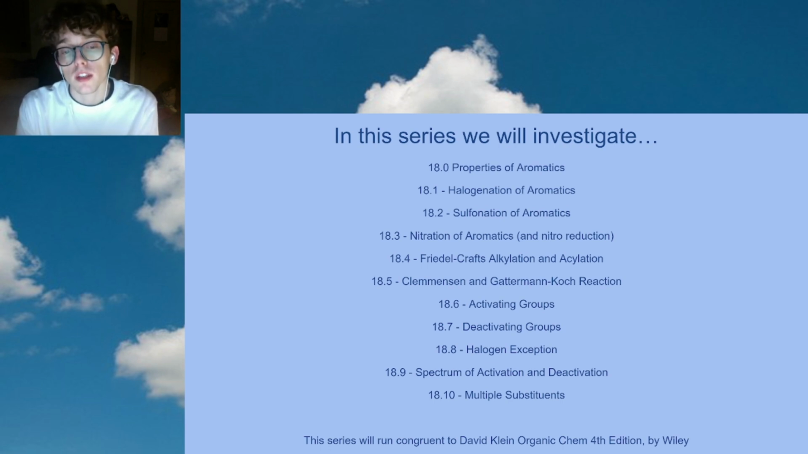We're going to then look from 18.6 to 18.10 at activating and deactivating groups, also called directing groups, on aromatic compounds, specifically looking at activating, deactivating, and the halogen exception. That's an important thing to touch on. The spectrum of activation and deactivation: what makes certain activating and deactivating groups stronger or weaker than others. And then we're going to look at 18.10 when you have multiple activating or deactivating groups. It's important to note that this series is going to run congruent with the David Klein Organic Chemistry book, the 4th edition.